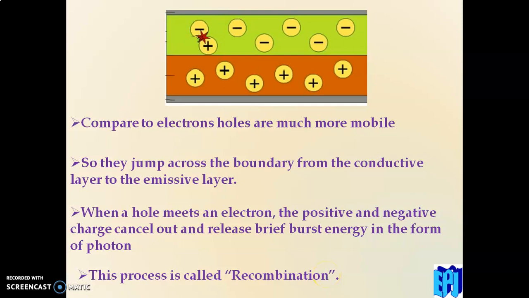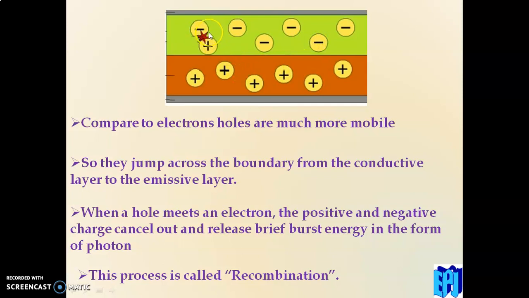Very simple mechanism. First of all, we have to give a potential between anode and cathode. The cathode accepts electrons, and the anode loses electrons, because that's their duty. So the added electrons produce an electron transport layer, and the other produces a hole transport layer. Comparing the mobility of holes and electrons, holes are more mobile than electrons. So the holes will jump the boundary between this ETL and HTL.